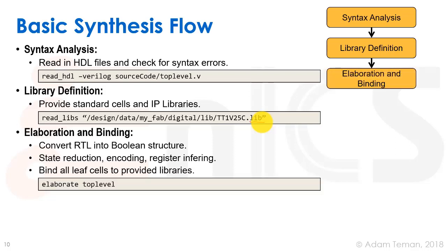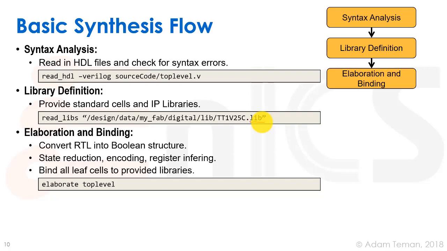Elaboration and binding is the next stage, and this is the actual first step of synthesis, which is when we convert the RTL into a Boolean structure, and then we start running all kinds of optimizations according to computational Boolean algebra, all kinds of state reduction, encoding, register inferring. And when we reach all kinds of leaf cells that we don't know what to do with, such as an IP, like an SRAM block or an IO cell or some sort of an analog block, and also when we run into things like instantiated standard cells, what we have to do is bind them, which means basically point to one of these actual IPs and say, okay, we stop here and we don't continue trying to optimize those.